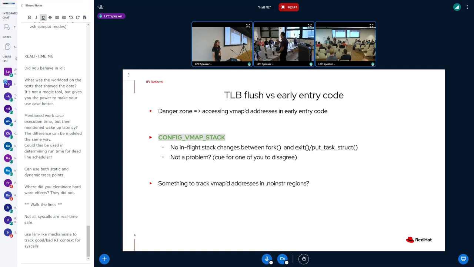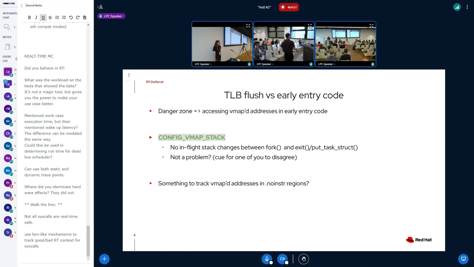The question is, like, the stack doesn't change. Once you VM map it, you're not going to say, oh, let's give this thread a new, but not the same task. That's what I'm saying. When it comes into the kernel, it's going to look at the stack. So I don't think the stack would be an issue. I don't think of anything else that would be touching.